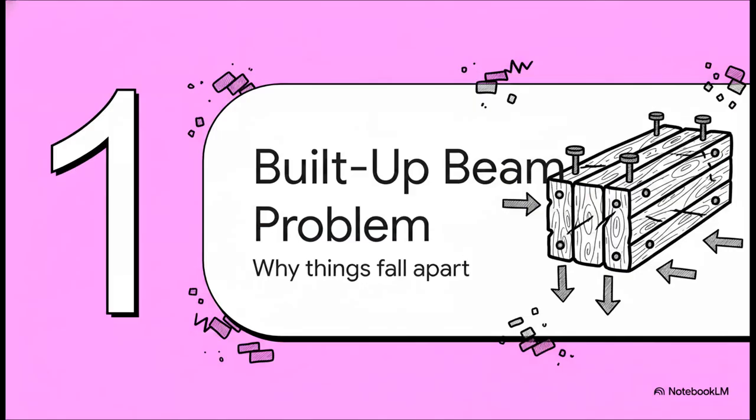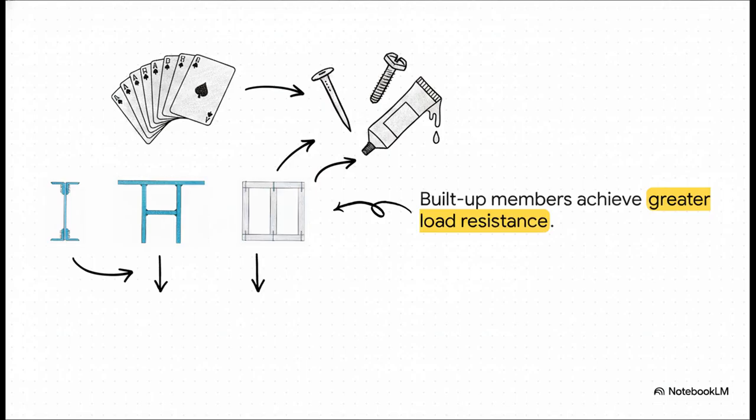All right, so let's kick things off with Section 1, the built-up beam problem, and exactly why things want to fall apart in the first place. So, when engineers need to achieve greater load resistance for really large structures, they can't always just go out and find a massive solid piece of wood or steel. Building bigger introduces some incredibly unique mechanical challenges. Because of that, members are built up from several composite parts.